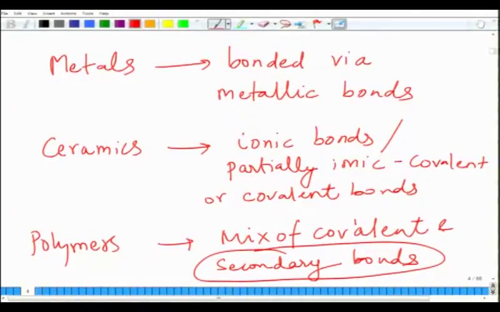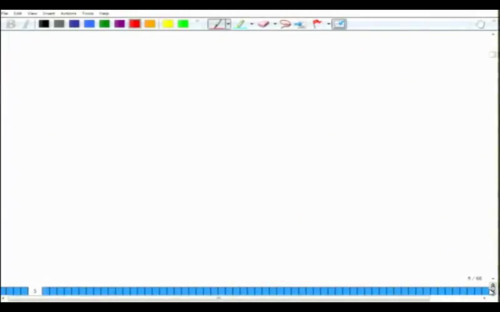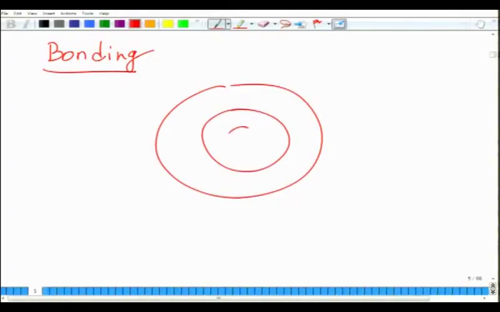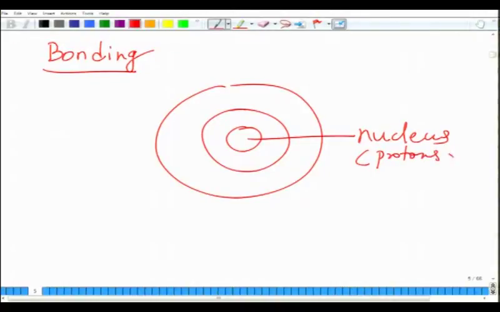So, we will briefly look at first the bonding aspects of various materials before we get on to the atomic structure of materials. So, let us begin with what we call bonding. It is not a full course on bonding, it is just a primer on bonding. So, we know that you have atomic structure. Depending upon the atomic number, you can have a nucleus, and this nucleus has protons and neutrons, and surrounding this you have various electrons.